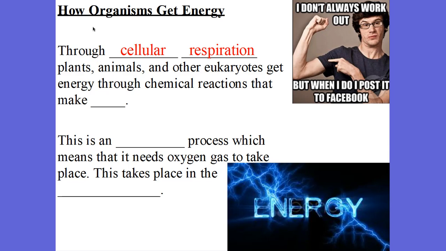But we do it as well as plant cells, animal cells, and other eukaryote cells get energy through chemical reactions which are called cellular respiration, and these chemical reactions make ATP, adenosine triphosphate, that high potential energy molecule of ATP. And this is called an aerobic process. Now, this is a word that I want you to make sure you understand: this aerobic process means you need oxygen gas, you need O2 in order to have this reaction take place, and it takes place in what's called the mitochondria.